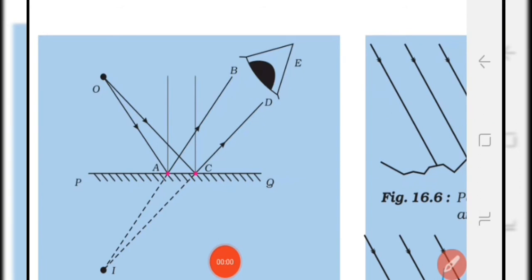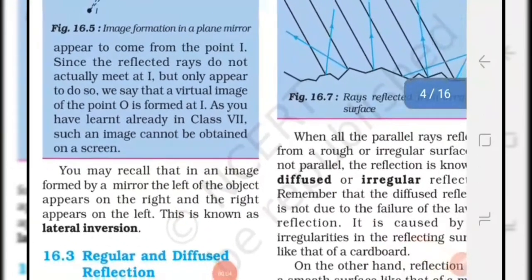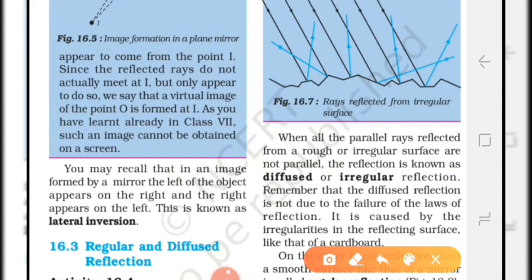Now let us know about lateral inversion. What is lateral inversion? The image formed by a plane mirror is laterally inverted. It means the right side of the object appears as the left side, and the left side of the object appears as the right side. This is known as lateral inversion.